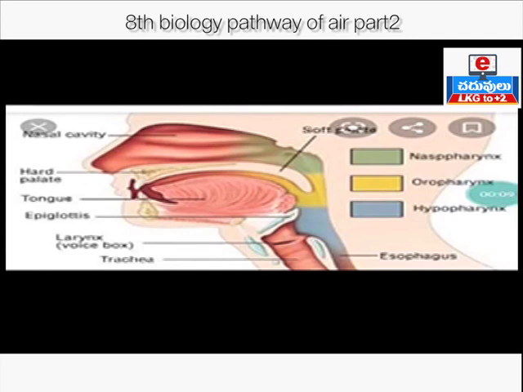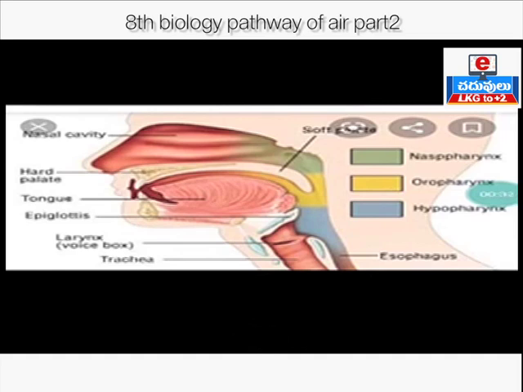In the previous topic, the pathway of air was completed: how the air enters and exits your body, which parts the air goes through, how we can convert it, and how oxygen and carbon dioxide enter and exit throughout the body. That explains the pathway of air. Today we are going to discuss another interesting topic in your lesson.